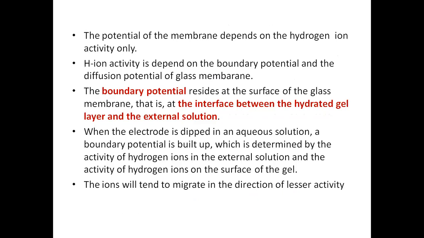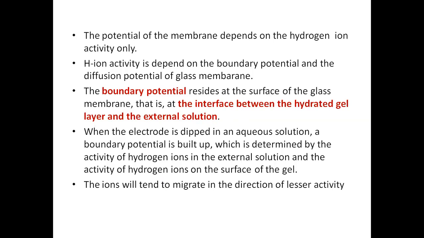Let's discuss it. Okay. What is meant by the boundary potential? So see, the boundary potential occurs on the outer side of the glass bulb or the glass membrane. It is the interface between the hydrated gel, which is made on the glass bulb, and the external solution. The external solution is our sample solution. We have to remember it. What is the external solution over here? It is our sample solution.